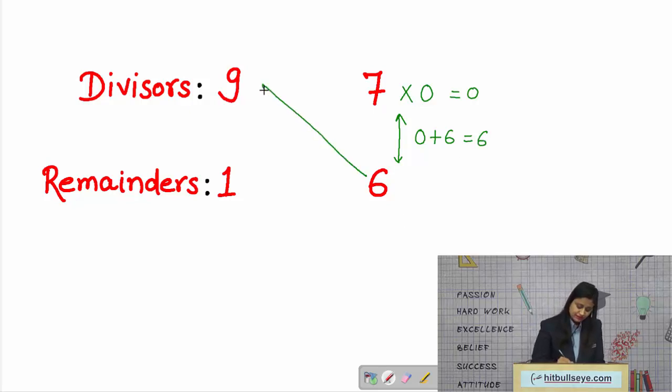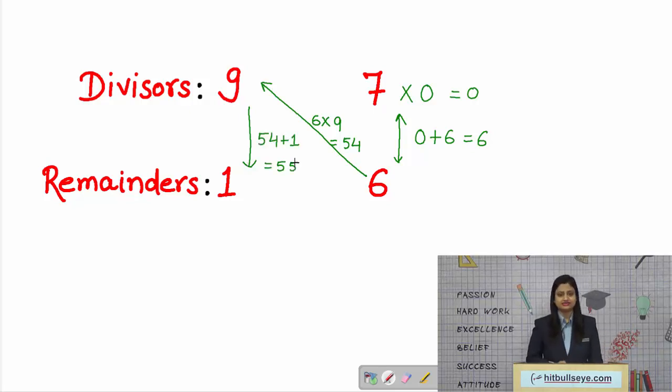Now time to move to the previous division. We'll multiply the result by the divisor, which will give you 54. Then you will add up the remainder once again, which will give you 55, and that is the final answer. That is the least such number which is satisfying these two conditions.